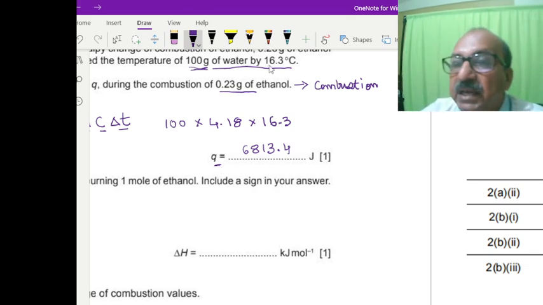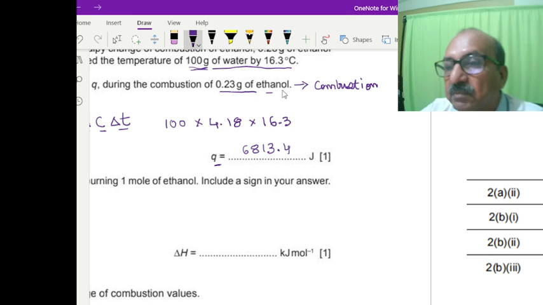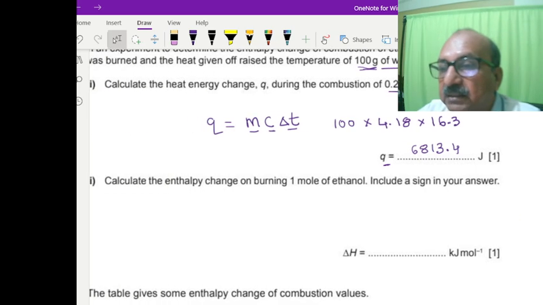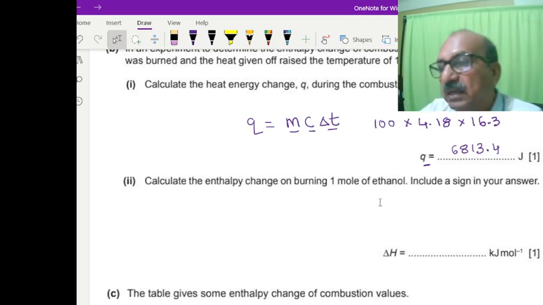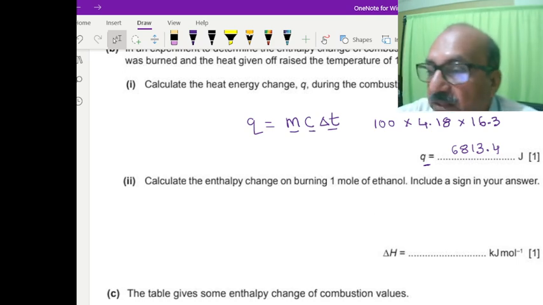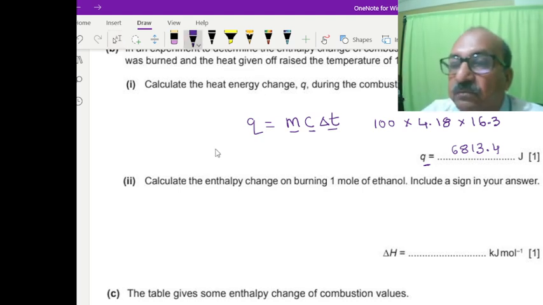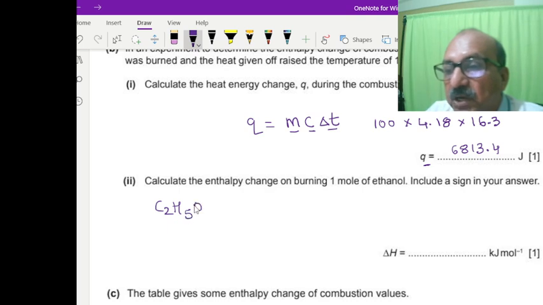But this is the heat evolved from 0.23 gram of ethanol, remember that. It's not for 1 mole, so we still have to do that part. So let's go and see how we do that. So 1 mole of ethanol. Now what is 1 mole of ethanol? Here we are using the concept of mole. So for that you have to write down the formula, C2H5OH. That's the formula of ethanol.